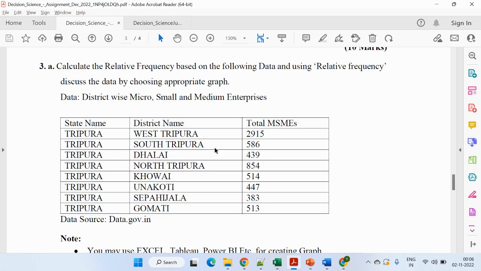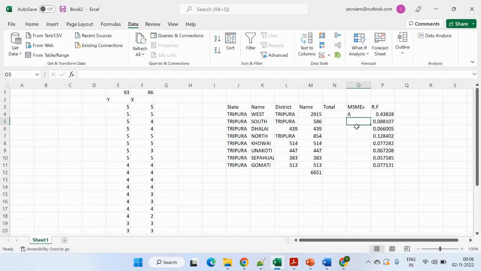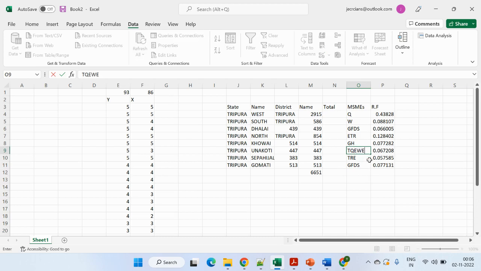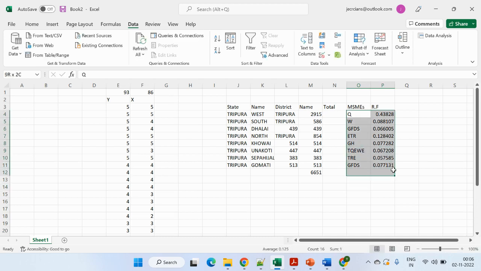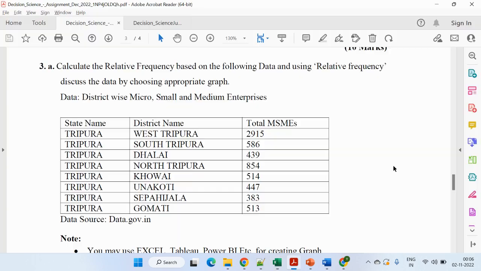We have the districts, so I'm just putting in some ad hoc values. Yes, right, so we are getting these values. So this is the way we can calculate the relative frequency.